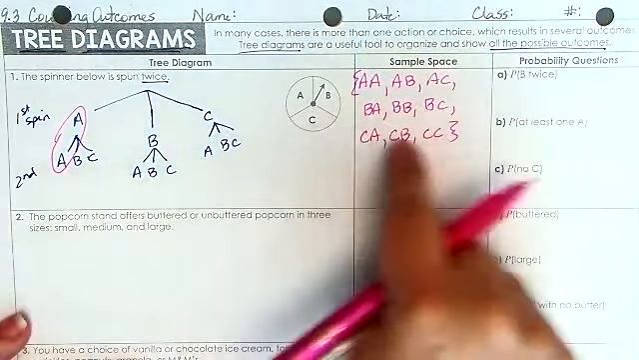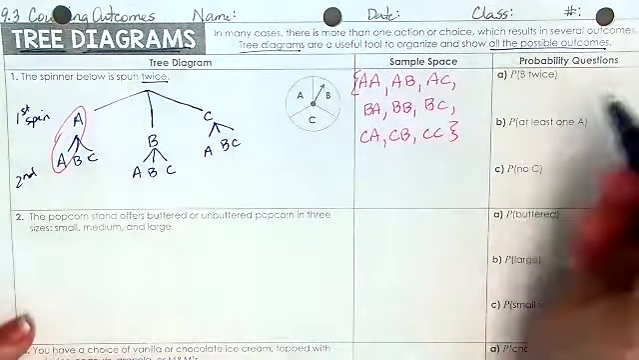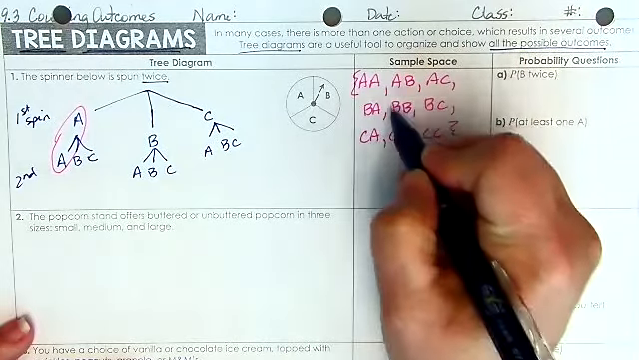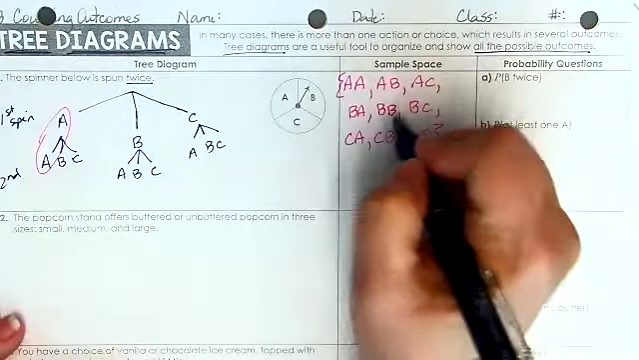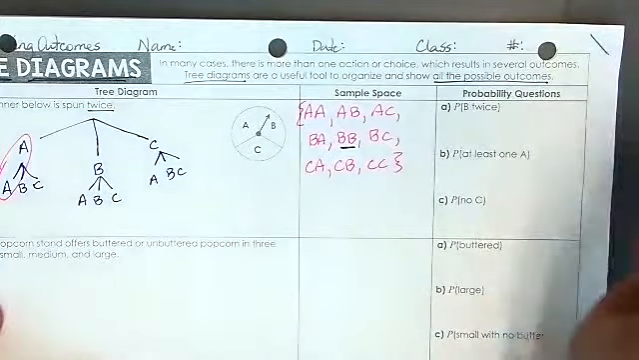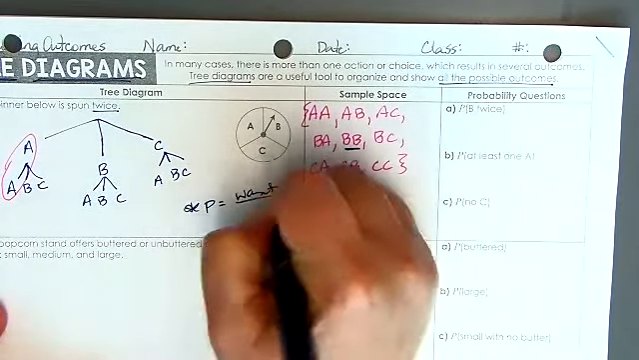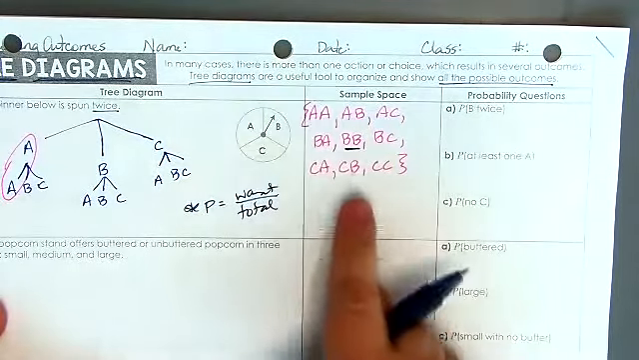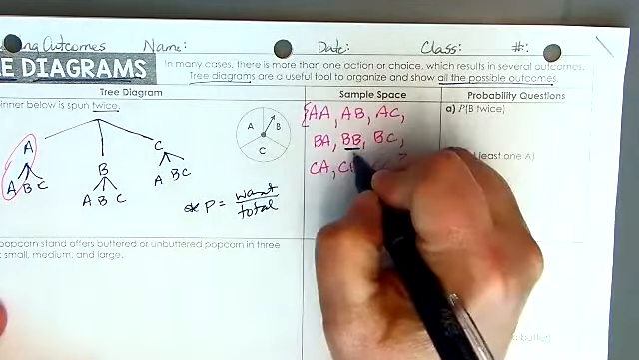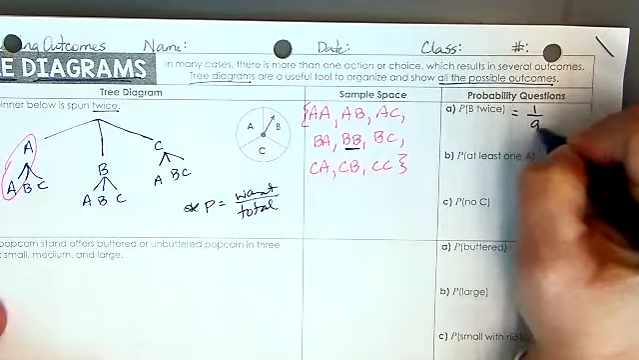And now I can use this sample space to be able to answer questions. So I'm going to look to see, what's the probability that B is landed on twice? So I'm looking through and I'm trying to find landed on twice. Here we go. Remember, probability is what you want over the total. Well, my total possible outcomes is 1, 2, 3, 4, 5, 6, 7, 8, 9. What I want, there's only one of them. So my probability is going to be 1 over 9.